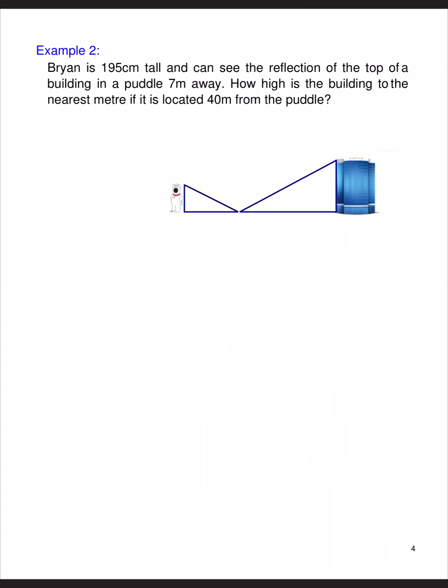Brian is 195 centimeters tall and can see the reflection of the top of a building in a puddle 7 meters away. We're going to draw a puddle here. It says Brian is 195 centimeters and he is 7 meters from the puddle. How high is the building to the nearest meter if it's located 40 meters from the puddle? So from the puddle to the building, this distance here would be 40 meters.